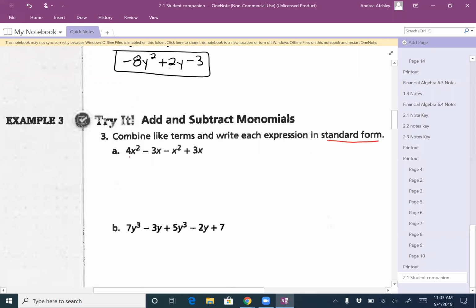In this case, we have the 4x squared and the negative x squared. So 4x squared and negative x squared, they have the same variable, same exponent, so they are like terms. This is like a negative 1 in front. So 4 and negative 1 is 3x squared. They're opposite signs, so you subtract.